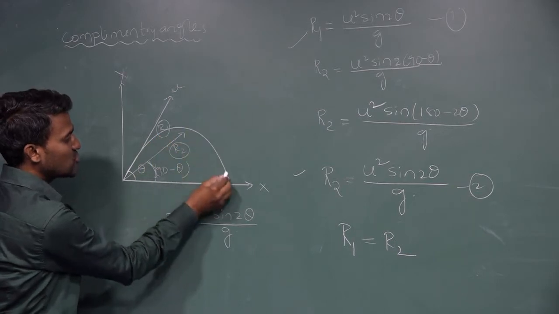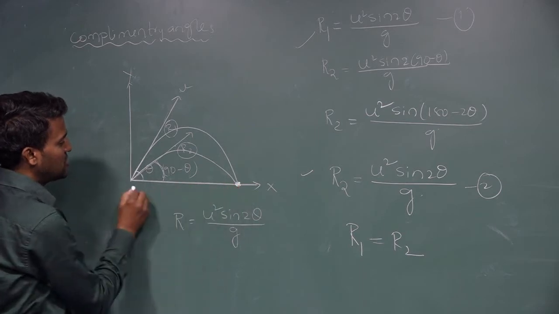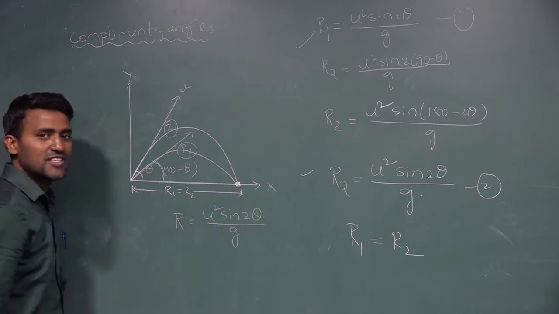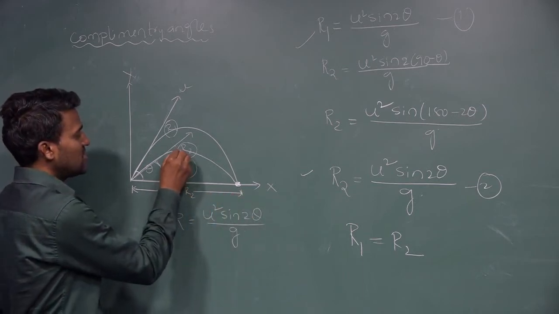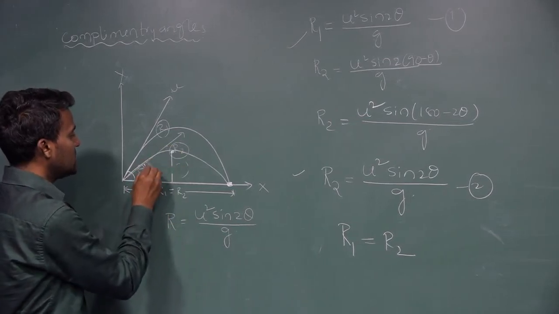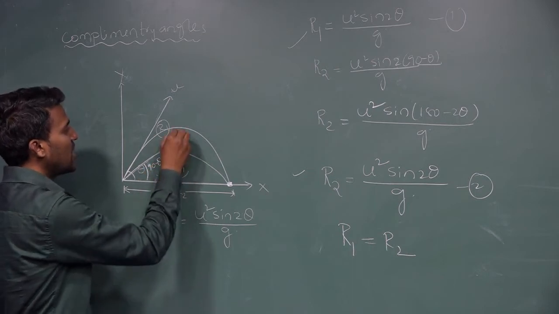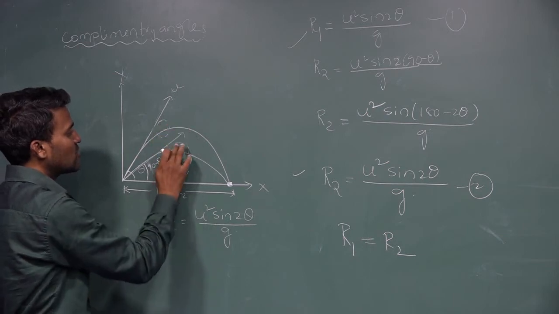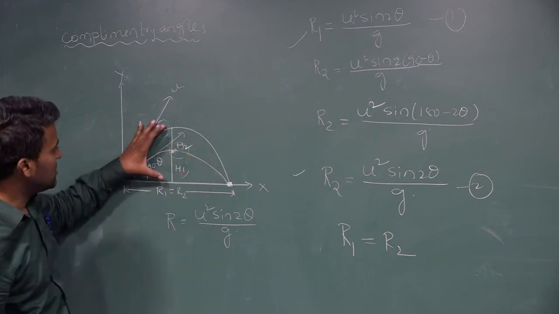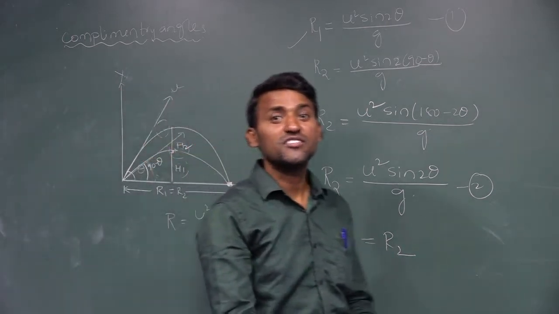So I can draw the diagram like this here. This range is coming through here, which means this one also has the same range. Both have the same range: R1 is equal to R2. But the heights are different. See here, this height is H1, with the angle 90 minus theta, and the second one's height is H2. So both heights are different while the ranges are the same.